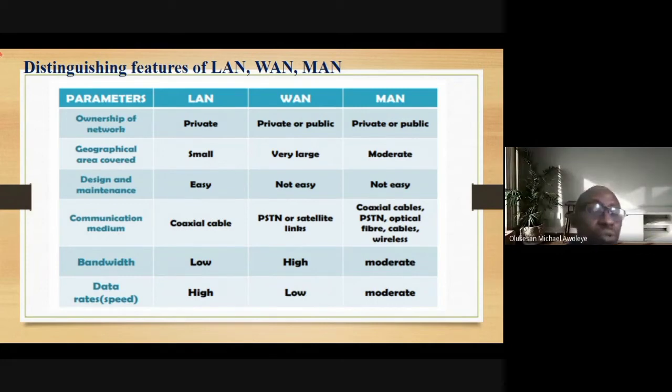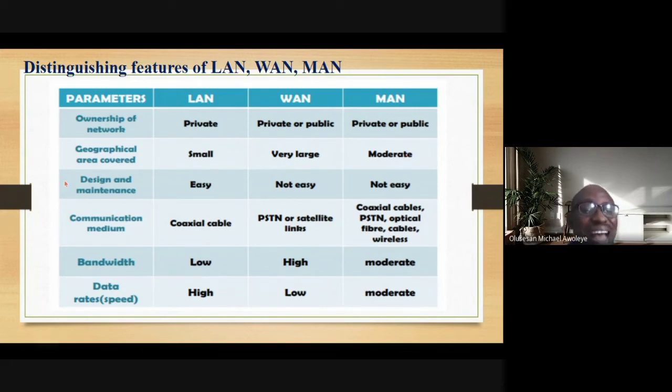Then the geographical area covered. Now look at the criteria for the classification. The geographical area covered by a LAN is small. But what about a wide area network? It's very, very large because it is a wide area. WAN is wider than MAN. So a metropolitan area network is just moderate. It's not small, it's not big, but it's in between.